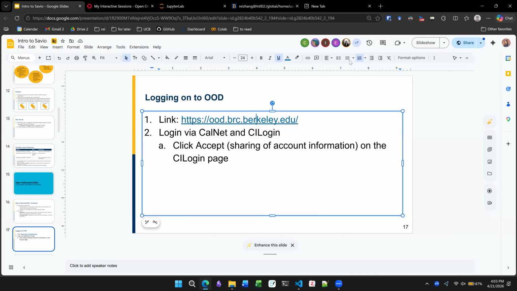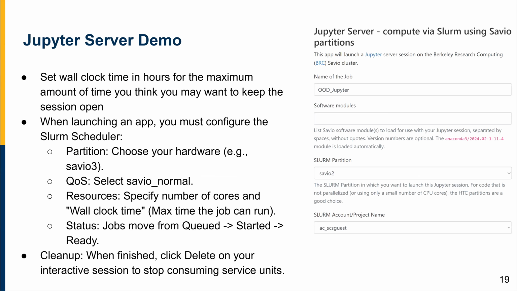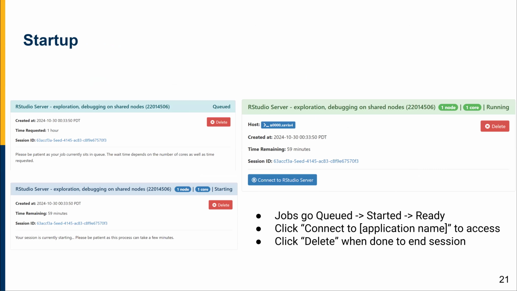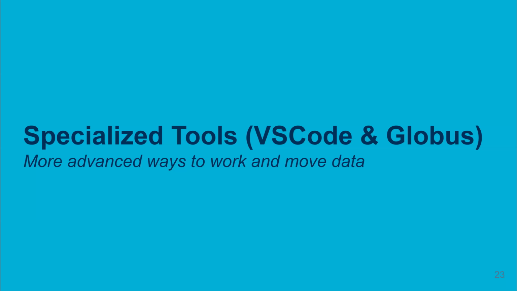Okay, back to the slides. I covered all this. Jupyter Server demo, computing, Slurm, it'll start up. Generally a good idea to click delete and log out. Sometimes there are temporary files stored on this path. Good practice to clean it up periodically, especially if you're running out of storage. Any last questions on Open on Demand before I do a brief demonstration of Visual Studio and Globus?